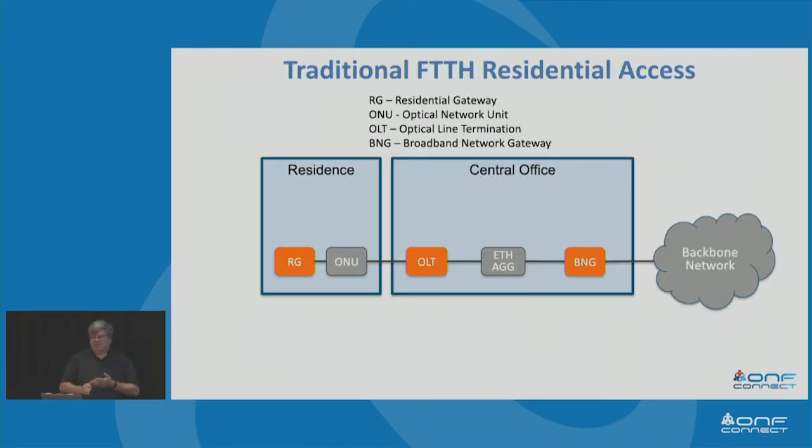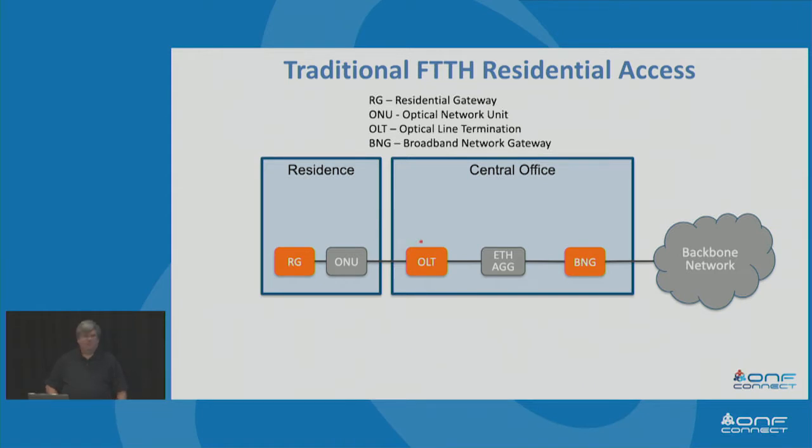So, traditional fiber to the home residential access. We've got a picture of the traditional solution here. Working from left to right, the customer will have a residential gateway and an optical network unit. The ONU will be responsible for taking stuff off of Ethernet and putting it onto a passive optical network. Down there between the two, that's the passive optical network between the residence and the central office.